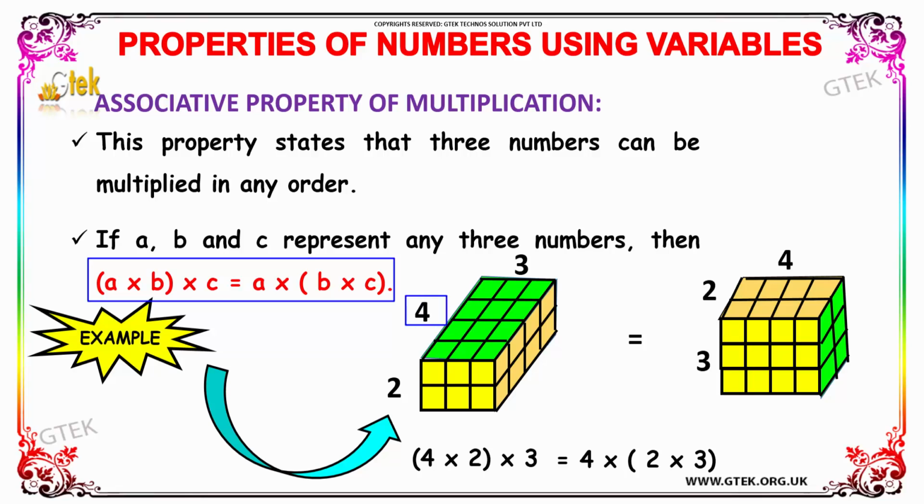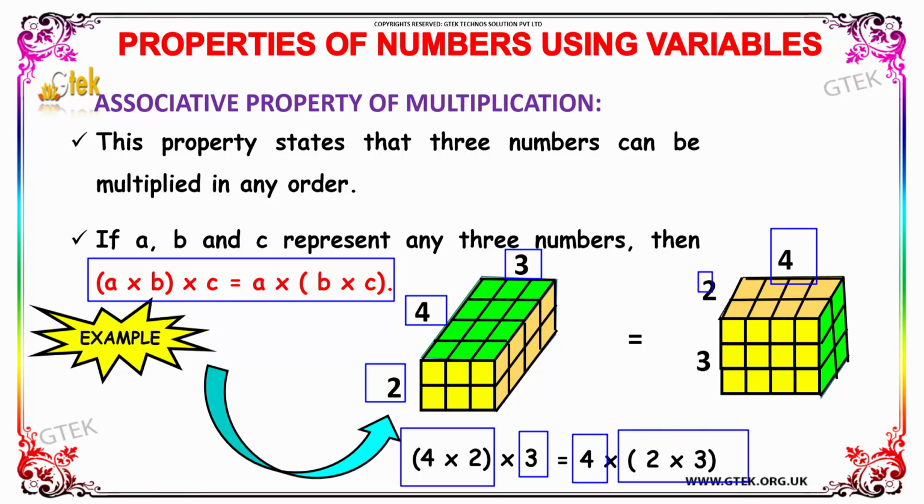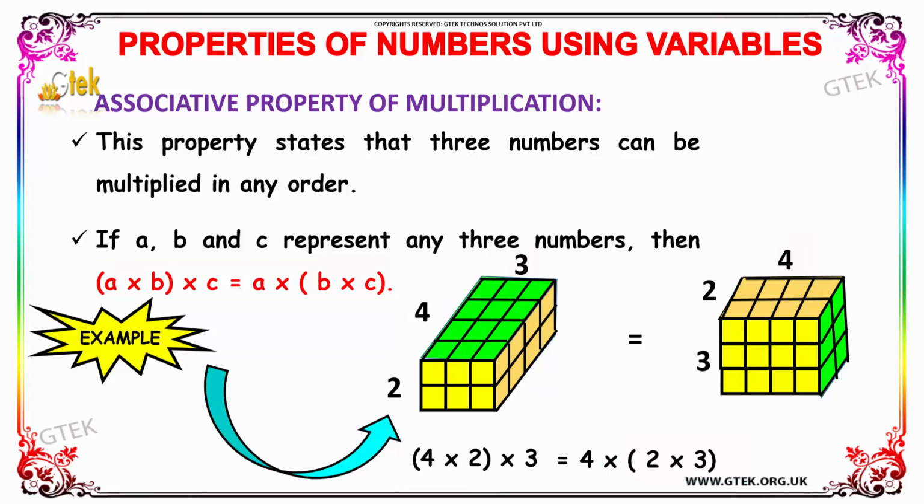So we have considered A, B and C. So 4 into 2, that is A into B into 3. If you see this side, A, that is 2 into 3, 2 as B and 3 as C. So this is the example of associative property of multiplication.